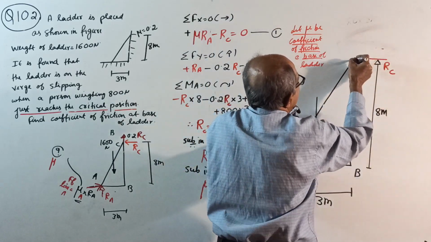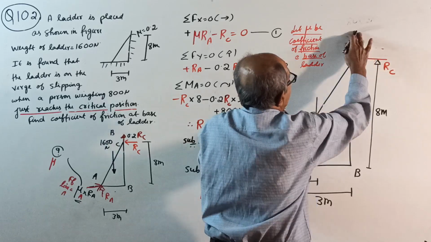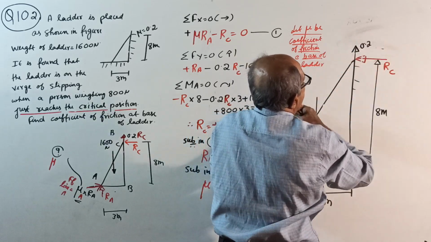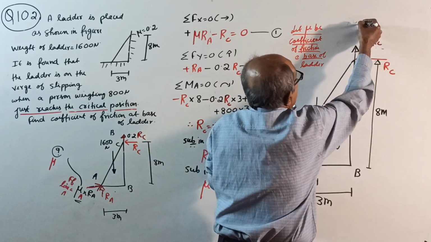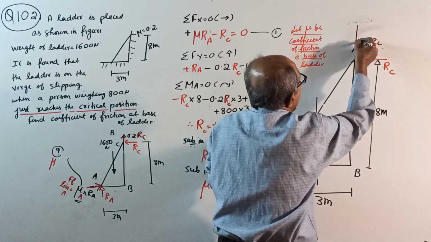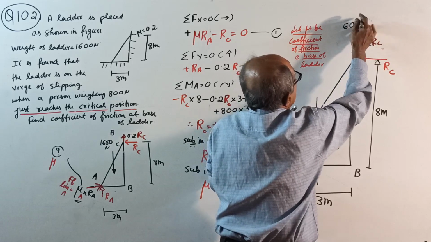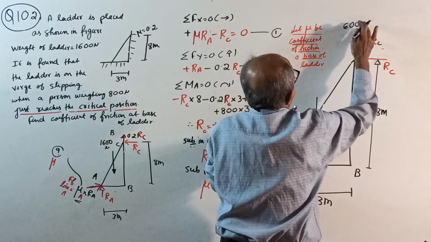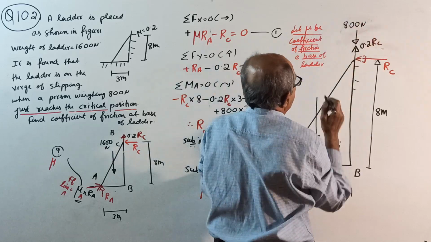This is much better. See, free body. How much is it? 0.2 times RC, and then project it here. Somewhere here mark what is there. Finally, it will come here only. How much? 800, sorry, 800 Newton. Okay, now this is the point.